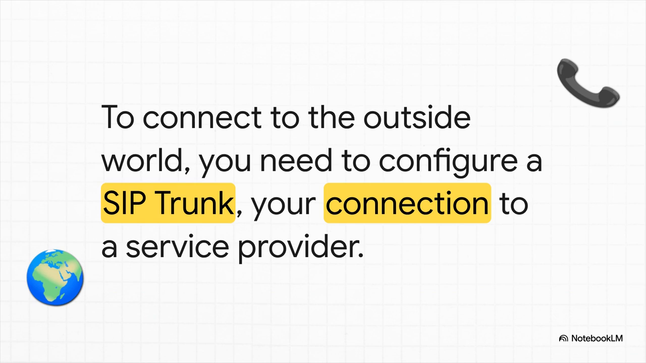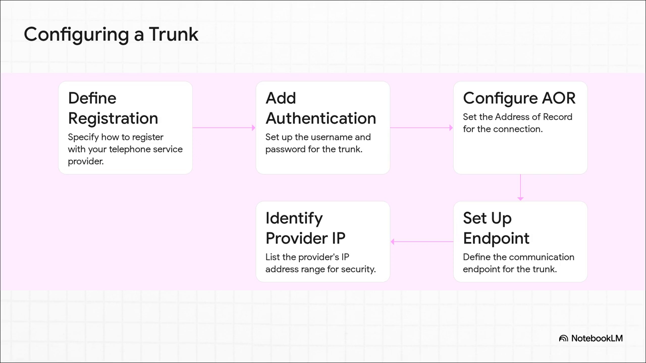And remember, all we've done so far is set up a simple internal feature. If you want to actually make and receive calls to and from the rest of the world, you need to set up what's known as a SIP trunk. And yep, you guessed it, this means editing even more text files. You have to manually define your registration info, your username and password, something called the address of record, the endpoint. You even have to specify the IP addresses your provider uses just for security. Every single one of these steps is another line of code in a file that has to be absolutely perfect, or it just won't work.